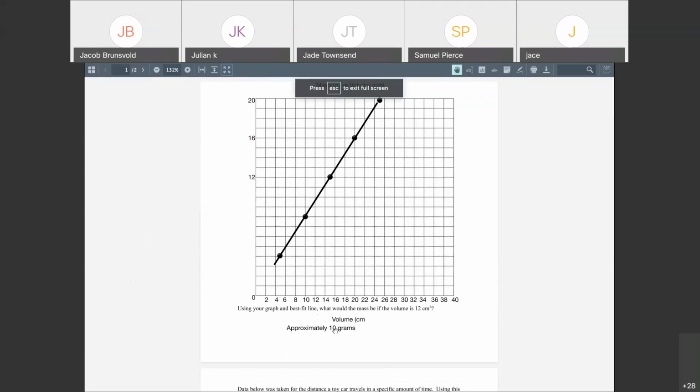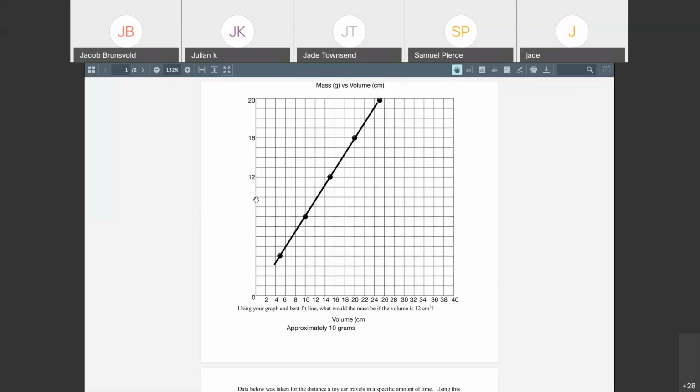Julian says approximately 10 grams. So first, let's take a look at his number, the value. He said 10 grams. So what would the mass be if the volume is 12 centimeters? We're going to take 12 and follow it up to here, like about here-ish, and then we'll follow it over. So according to your line, 10 would be right here. I think it's probably a little bit less than 10, but 10 is a really good estimate. So that's fine for a numerical answer. Approximately 10, that looks good.